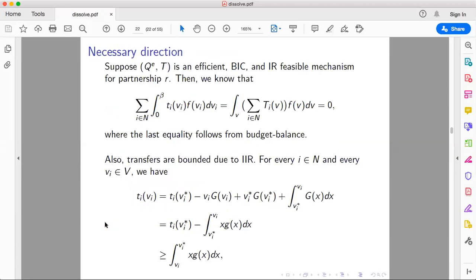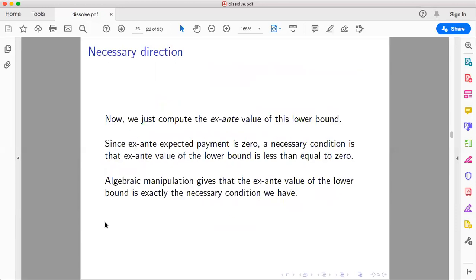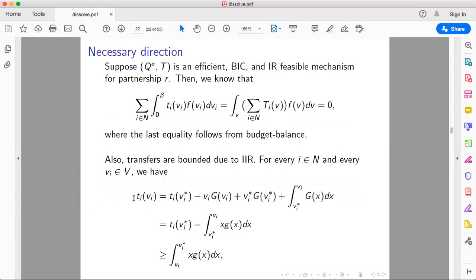Okay, so once you have this, then the result is immediate. It requires basically some algebraic manipulation, but the main idea is we have computed the ex ante value. Here, this one is an interim transfer value, right? T_i(v_i) is this interim transfer that agent i with type v_i is expecting to get. And we have shown that it is lower bounded by this particular term.